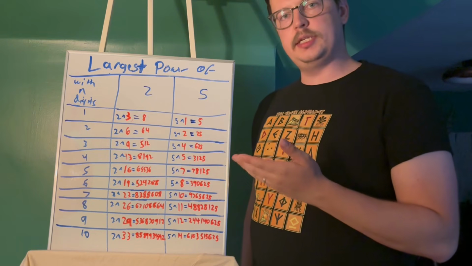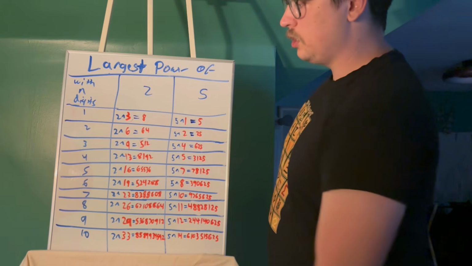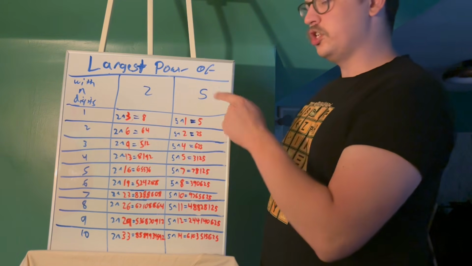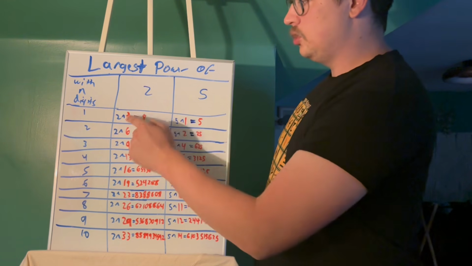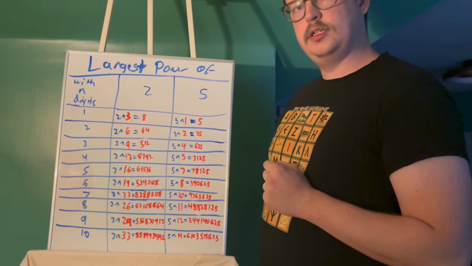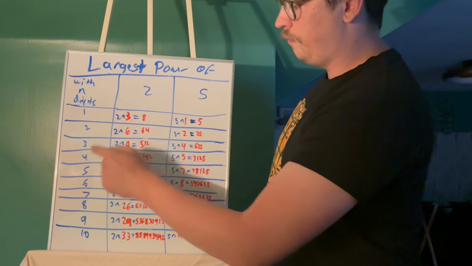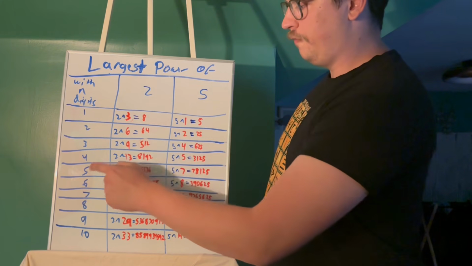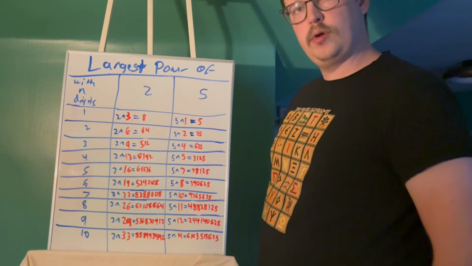So to introduce Beatty sequences, we're going to start with a basic question. Given any natural number of digits, what is the largest power of 2 and largest power of 5 that have that many digits? So for 1 digit, it's 2 to the 3, which equals 8. For 2 digits, it's 2 to the 6, 64. For 3 digits, it's 2 to the 9, 512. And then for 4 digits, it's 2 to the 13th. For 5, it's 16, then 19, then 23, 26, 29, and 33.